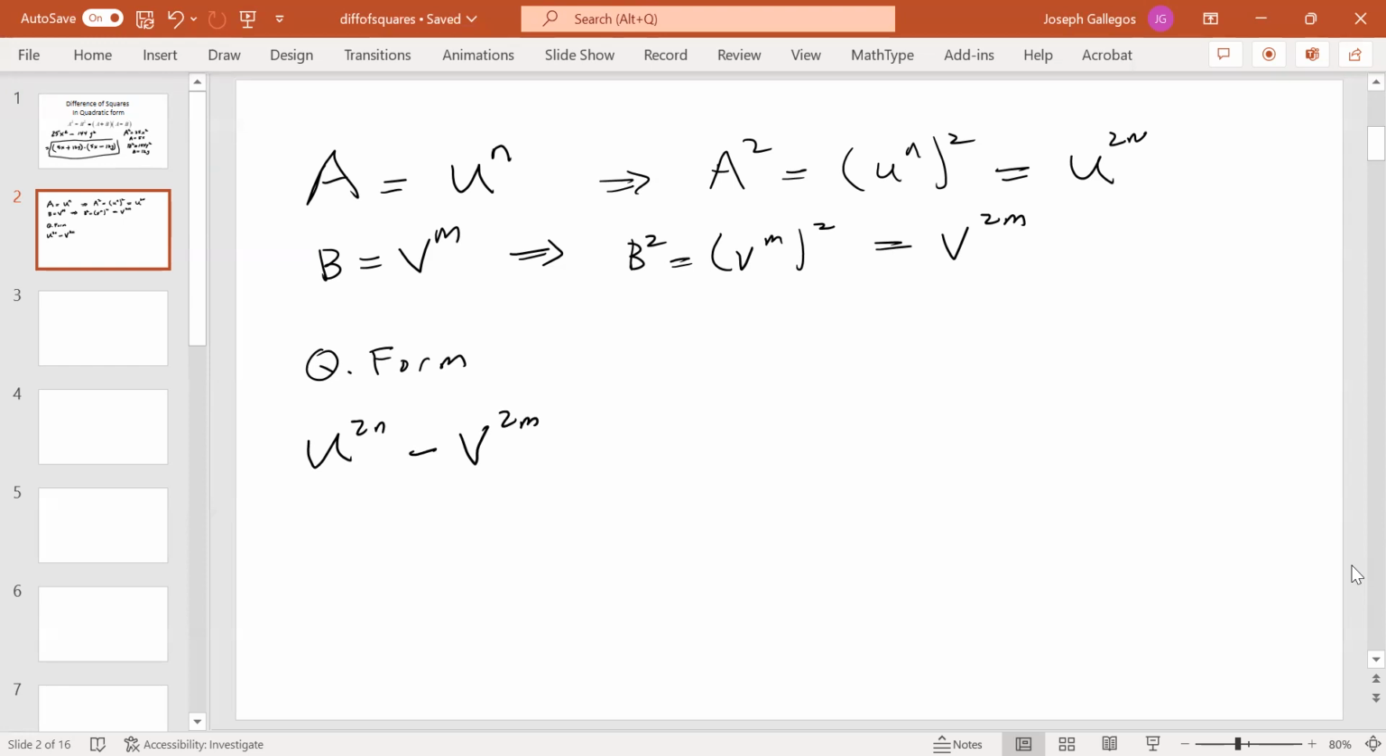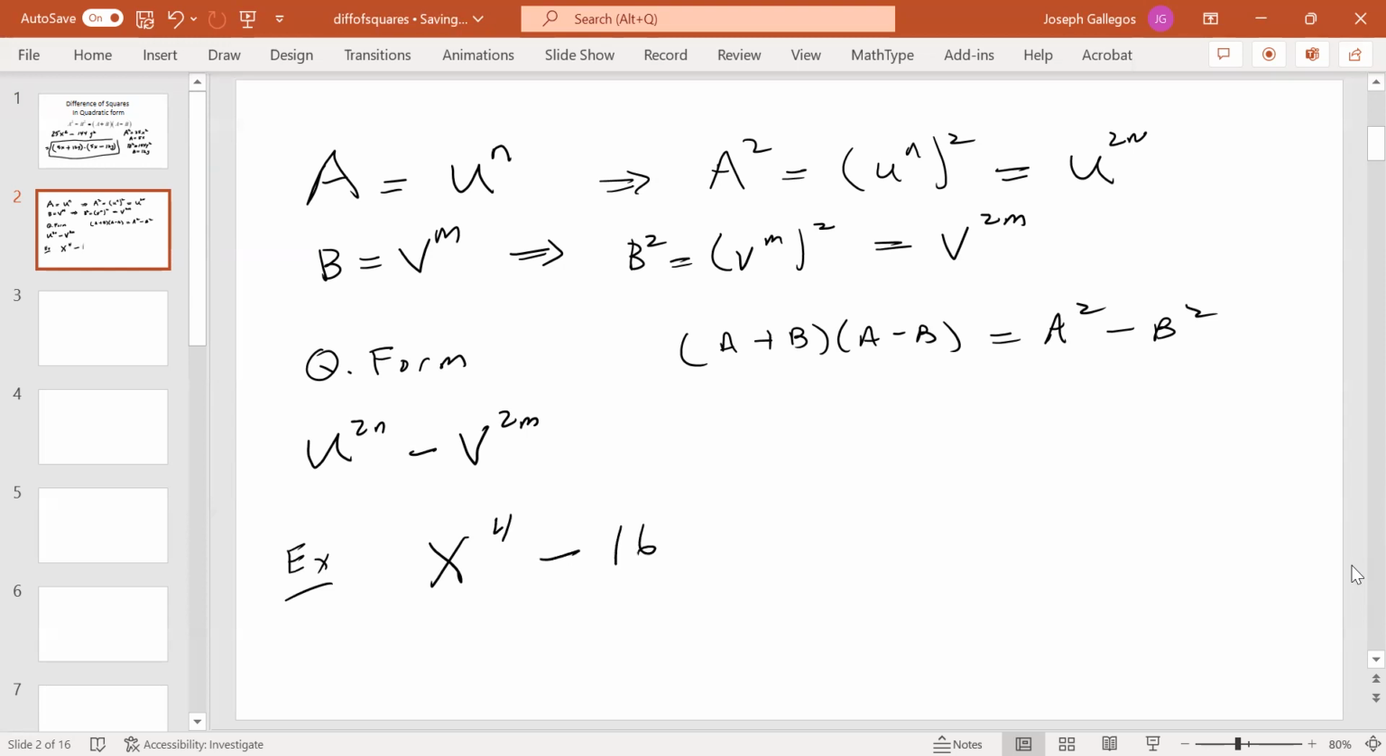That tells us that if we have two terms separated by a minus sign, and the exponents are divisible by 2, then it's going to be the difference of squares. And we can apply the formula a plus b and a minus b to form that difference of squares of a squared minus b squared. Let's look at an example like this. Maybe we have x to the 4 minus 16.